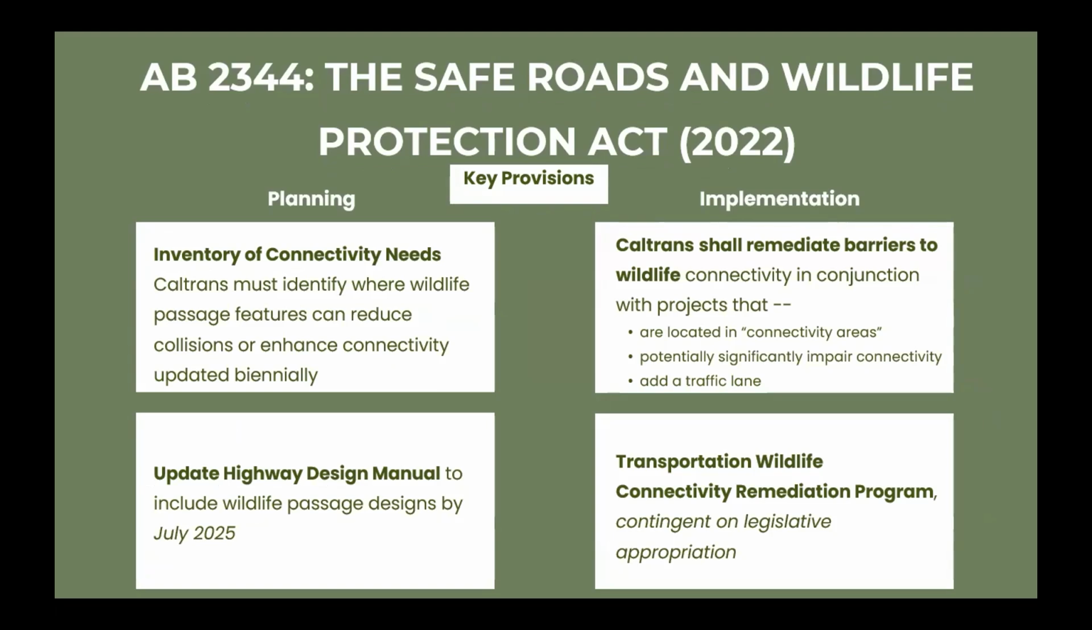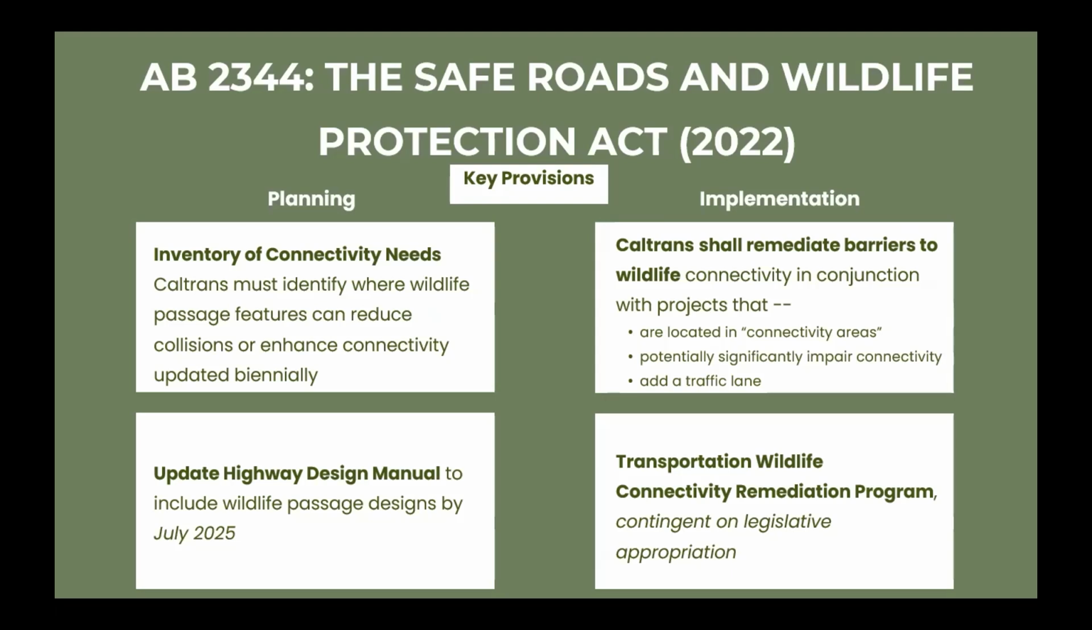And then on the implementation side, there are two pieces to it. One is kind of a do no harm: Caltrans shall remediate barriers to connectivity in conjunction with projects that are located in connectivity areas, which is very broadly defined, but includes areas identified by CDFW as important for connectivity, and projects that will significantly impair connectivity or add a traffic lane. So that's going to be in conjunction with all projects with the PID starting in 2025.